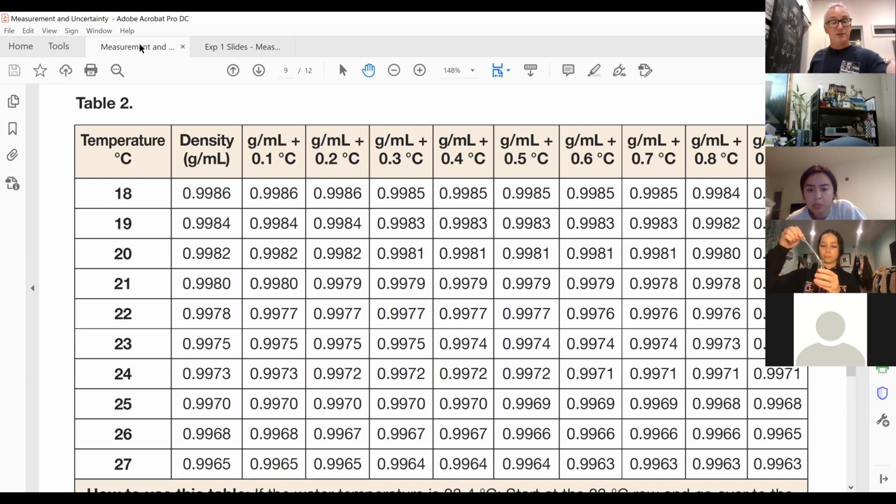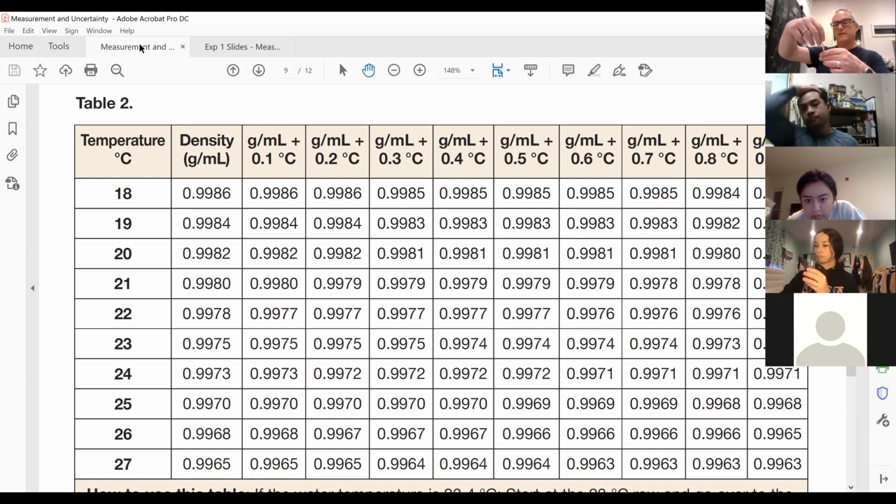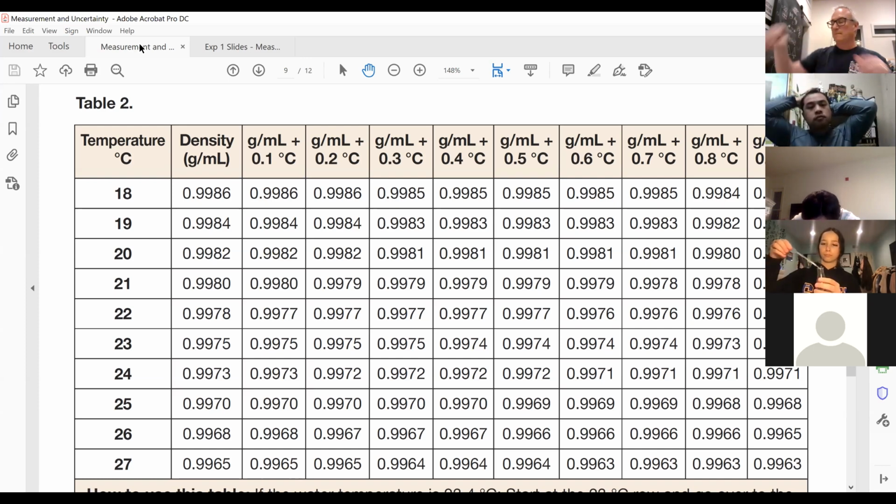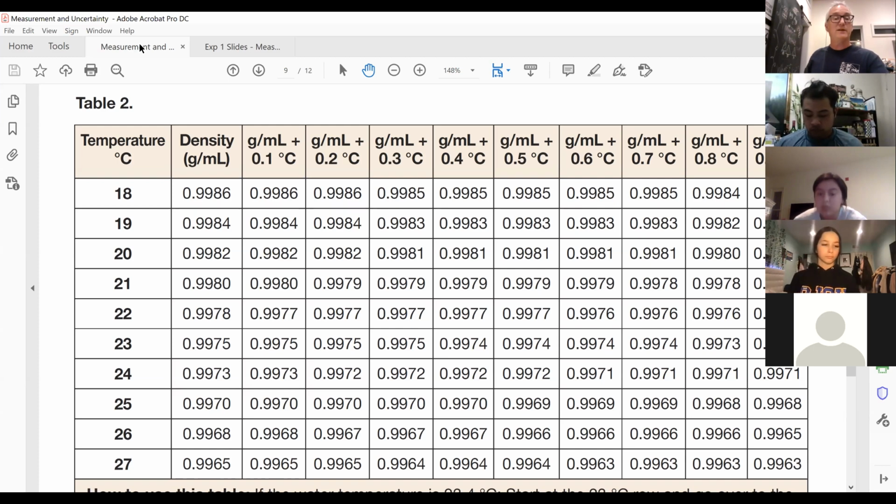I use Table 2 to do that. I figure out what my temperature is. My temperature was pretty cold. It was 15, now a little bit less. So I'm going to have to look up the density. But let's say it was 20 degrees. Your density would be right here at 0.9982 grams. You see that in Table 2? You go to 20 and then you go over 1. So the density at 20 degrees is 0.9982.